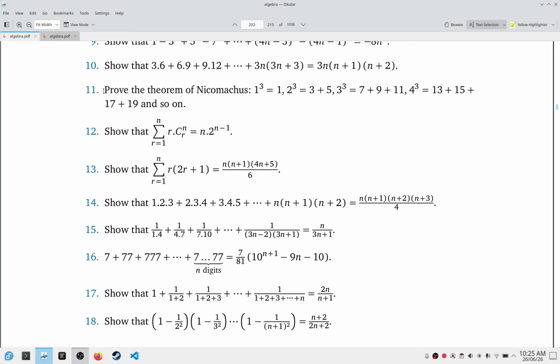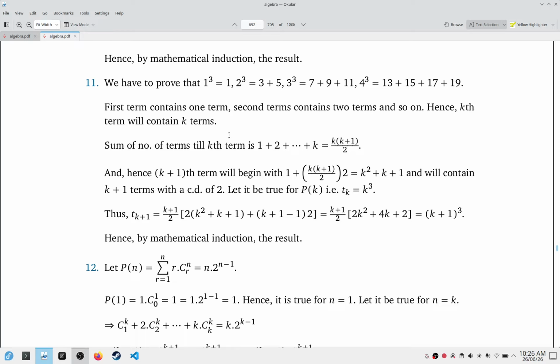So we start with question 11. It says prove the theorem of Nicomachus. That is 1 cube is equal to 1, 2 cube is equal to 3 plus 5, 3 cube is equal to 7 plus 9 plus 11, 4 cube is equal to 13 plus 15 plus 17 plus 19, and so on. So the first term here contains one term, the second contains two terms, the third contains three, the fourth contains four, so each term will contain k terms.